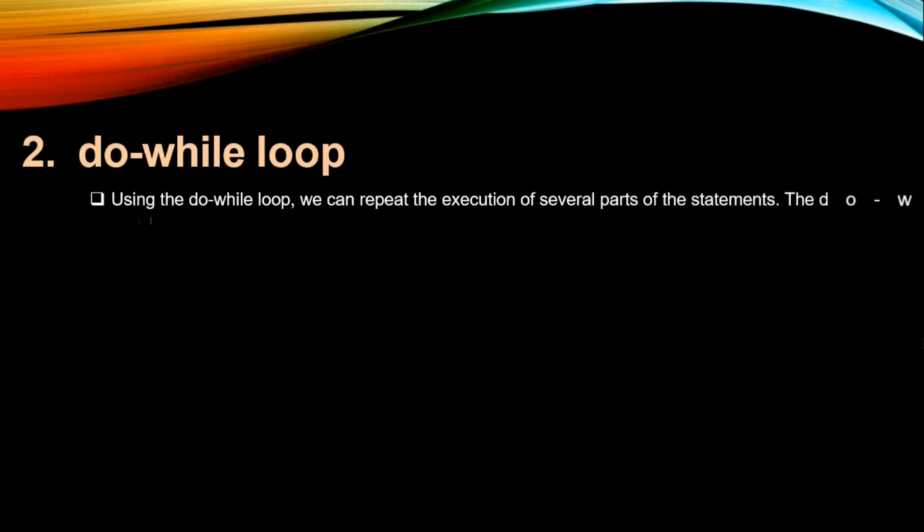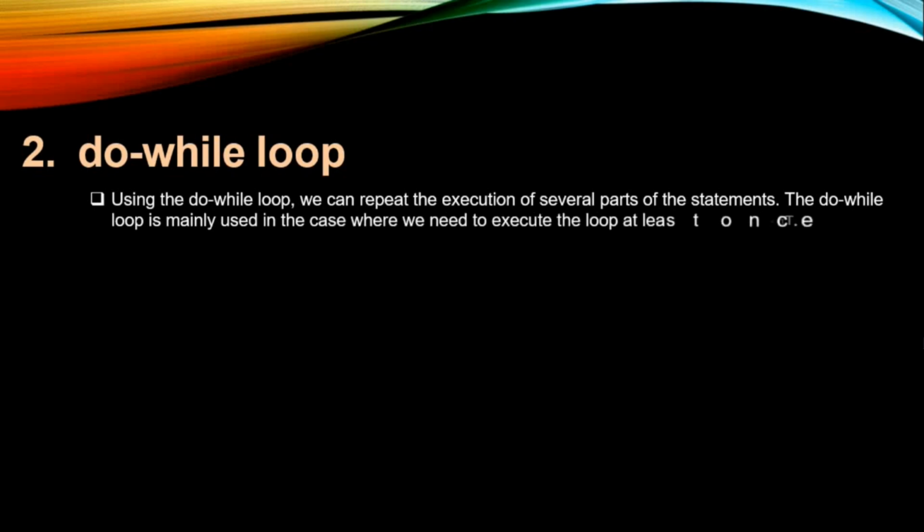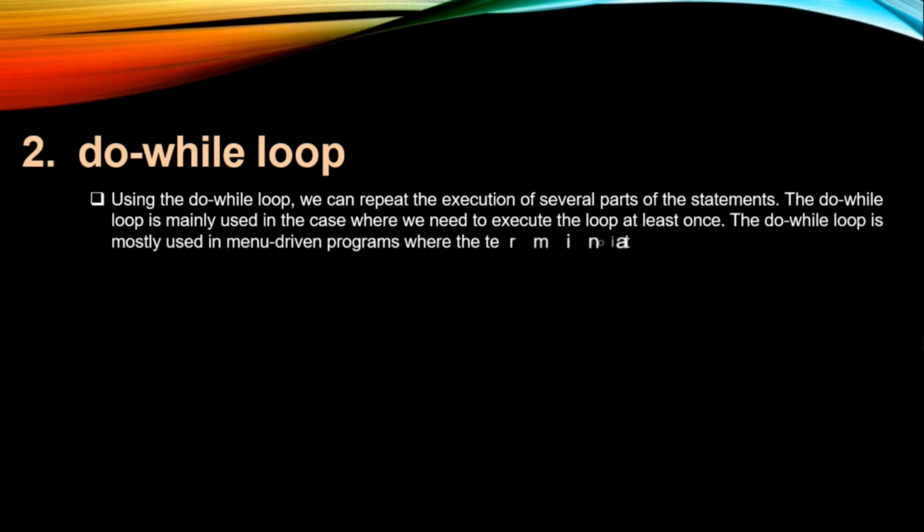Using the do while loop, we can repeat execution of several parts of statements. The do while loop is mainly used in the case where we need to execute the loop at least once. The do while loop is mostly used in menu-driven programs, where the termination condition depends upon the end user.